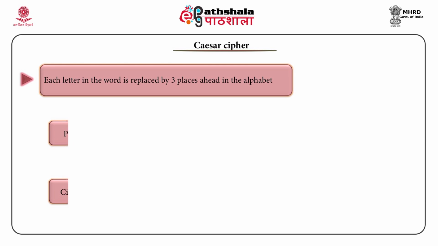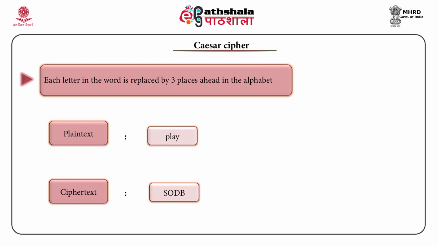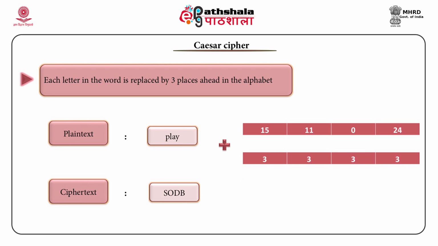For example, I have a plain text called play, that is P-L-A-Y. Just now I explained how to convert a character into a number. So, P takes a value 15, L takes a value 11, A takes a value 0 and Y takes a value 24. Caesar cipher is simple, add 3 to these numbers. So, P, that is 15, add 3, you get 18. 18 modulo 26 gives 18. 18 corresponds to the character S. So, after enciphering P with the Caesar cipher, we have got S.